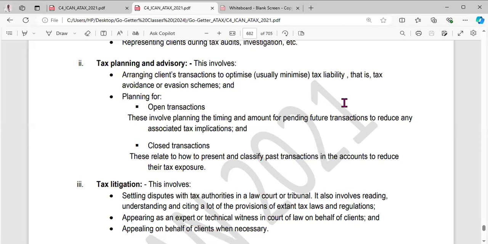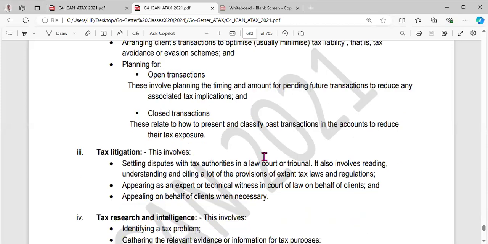Also, the way you classify your accounts. For example, when you just put miscellaneous, this will be disallowed. And when it is disallowed, it is going to increase your tax. But if you classify some of these items in such a way that they become allowable expenditures, it reduces your tax liability.